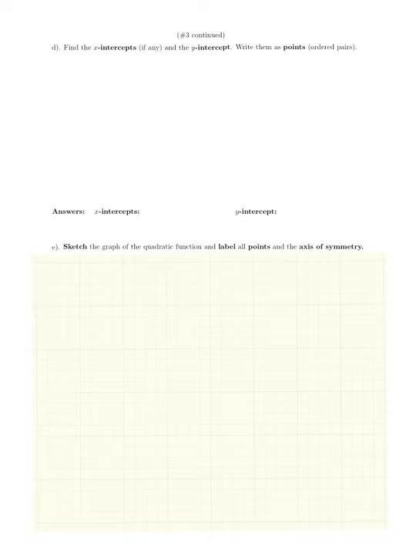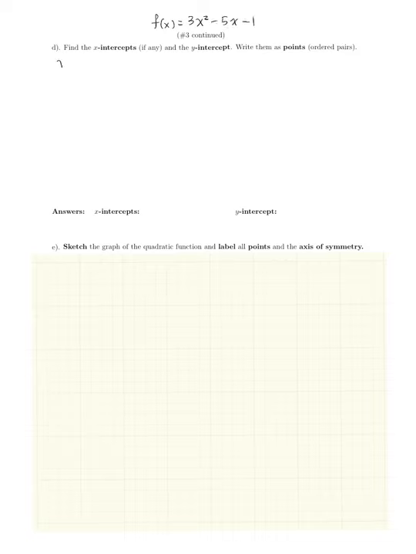Okay, so for part D, it continues. The whole thing is number 3: find the x-intercepts and the y-intercept. Write them as points, meaning ordered pairs. Let me just rewrite the function that we're dealing with. f of x was 3x squared minus 5x minus 1.